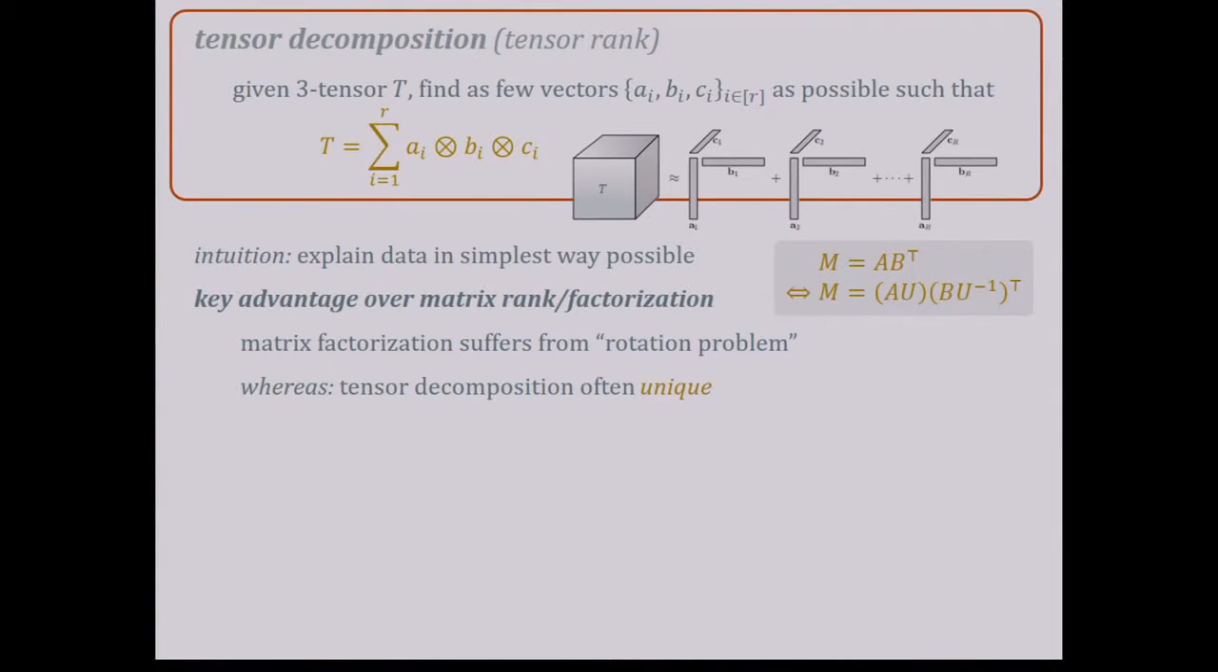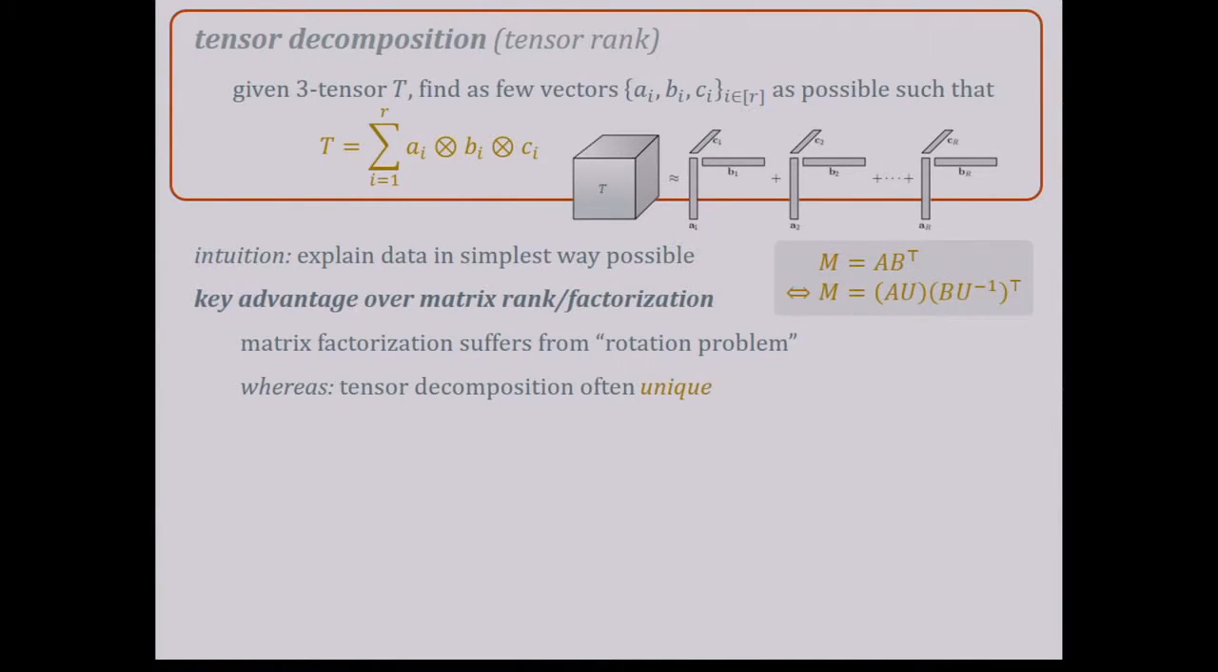Now, if the solution is very undetermined, like for matrix factorization, then it becomes not clear what it means to find a good explanation. But if you find a low-rank tensor decomposition and it has this property of being unique, then the vectors that you find probably tell you something inherent about the data that you have.